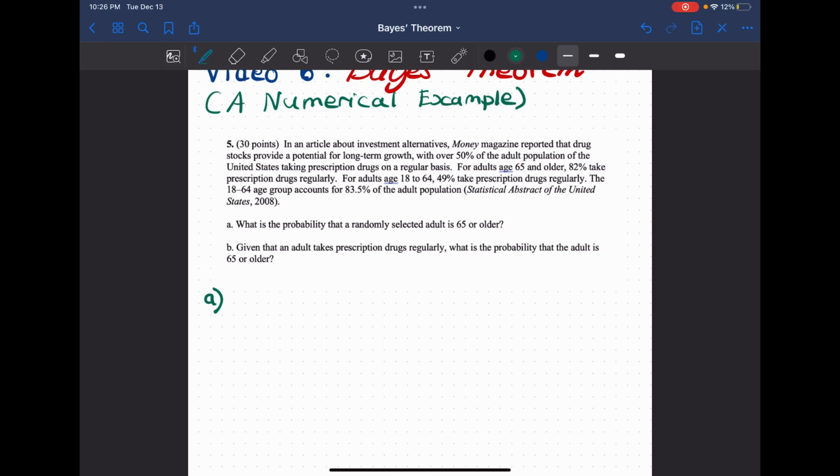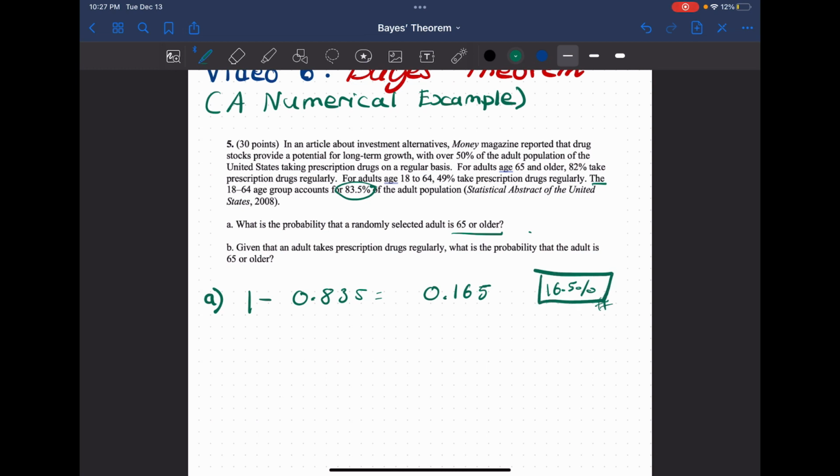So, let's see. In here, we can see that the 18 to 64 age group accounts for 83.5% of the adult population. So simply, 65 and older is just 1 minus 0.835, which is 0.165, right? Or you could put it in percentages, up to you, depending on your mood. So yeah, 16.5%. That everyone can do.